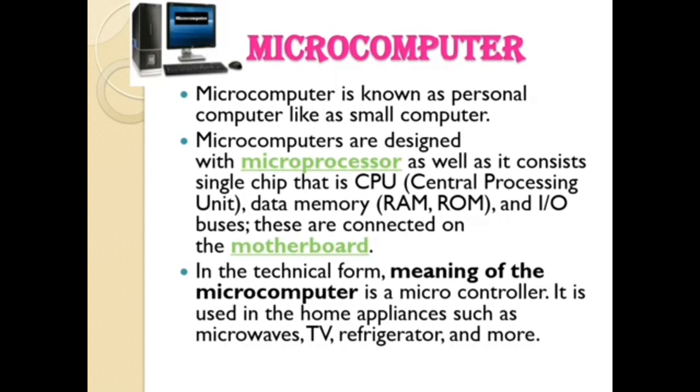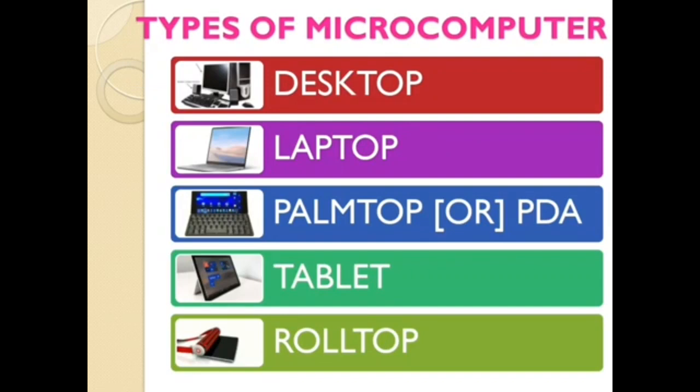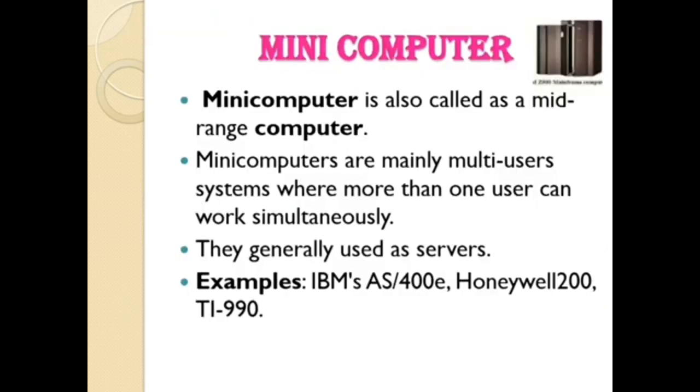In the technical form, the microprocessor is a microcontroller. For example, in your home appliances, see microwave, TV, refrigerator and more. These are called microprocessors only. So that is microcomputer. These are the types of microcomputer: desktop, laptop, palm top or PDA, next tablet and roll top. Roll top is also there. So these are the types of microcomputer.